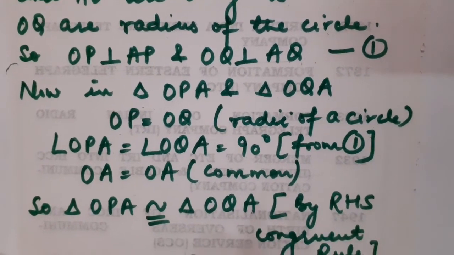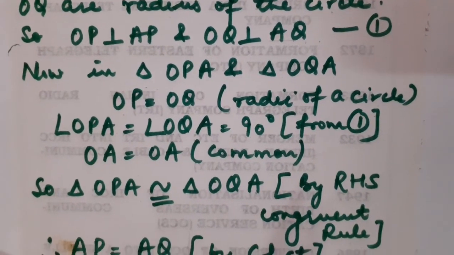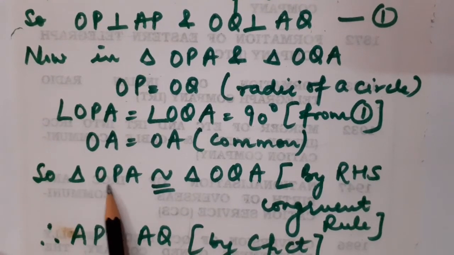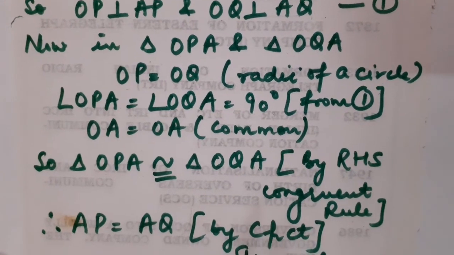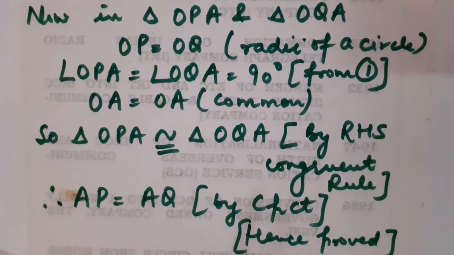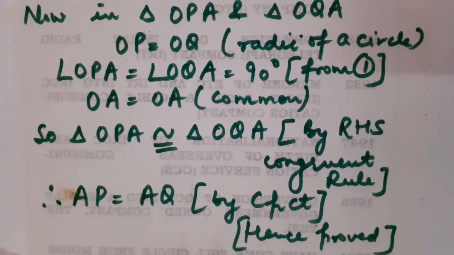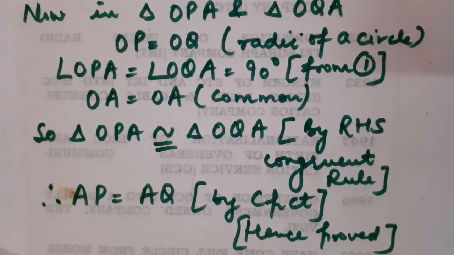So by RHS congruency criteria, we can say that triangle OPA is congruent to triangle OQA. So by CPCT, we can say that AP is equal to AQ, which are basically the length of the tangents from the external point to the same circle. They are equal. So hence proved.